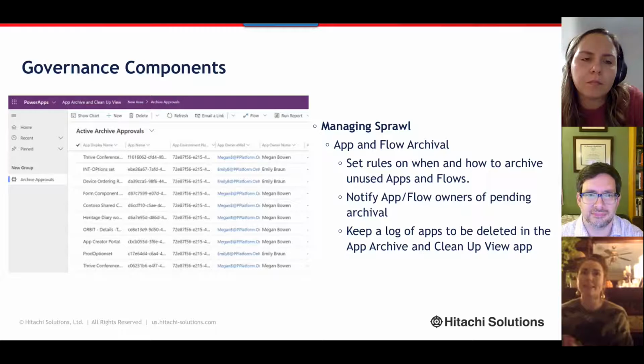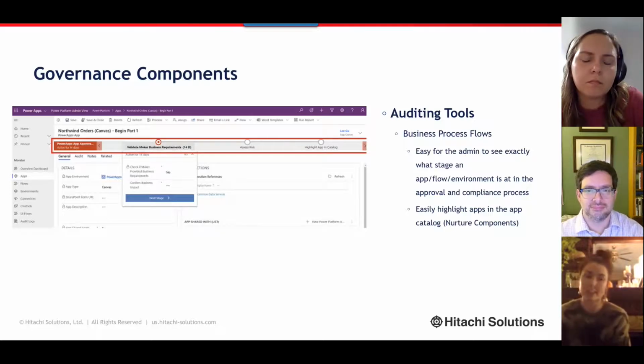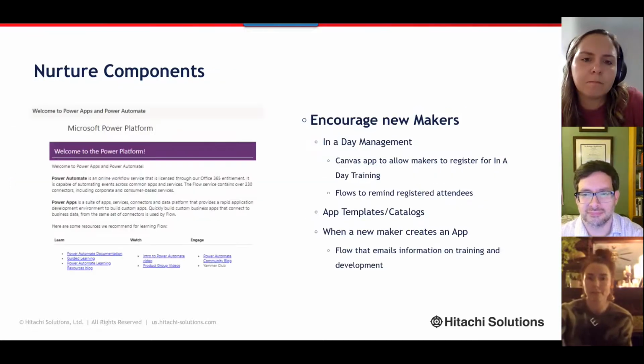Another great thing is you can now see Teams environments in your Center of Excellence starter kit too, so you can keep an eye on how many team environments are being spun up. There are some auditing tools as well in here. So when an admin is taking a look at an application that's being built, we can see easily using the business process flow what stage of development that application is in. So you don't have to go in and take a look at the application directly. You don't have to hassle with developers. You can just see it straight up from here.